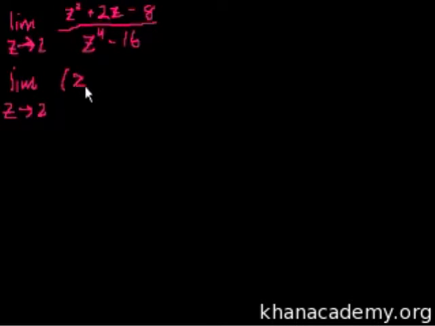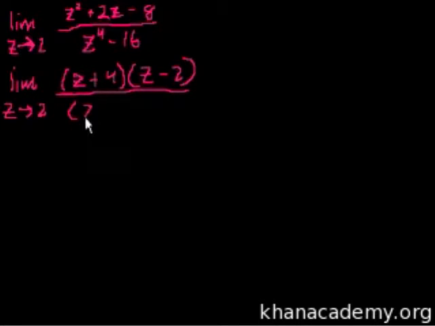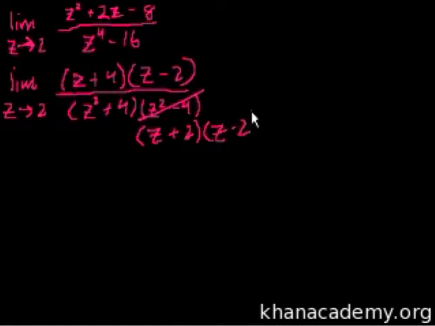So it's z plus 4 times z minus 2. That's just factoring a quadratic. And the denominator has the form a squared minus b squared, right? If this is a squared minus b squared, a would be z squared. So it's z squared plus 4 times z squared minus 4. And then, of course, this also has the form a squared minus b squared, so it will further factor into z plus 2 times z minus 2.